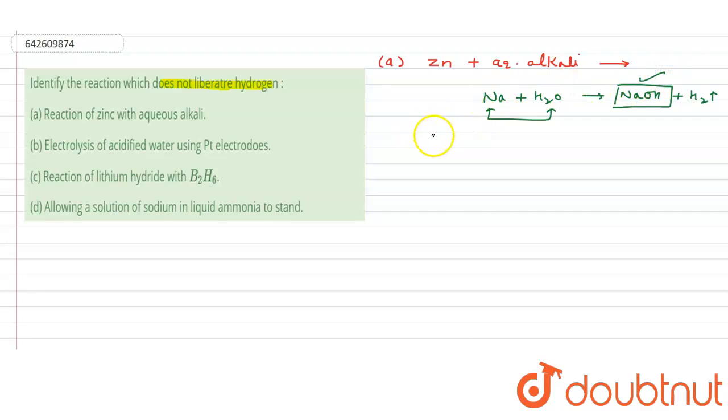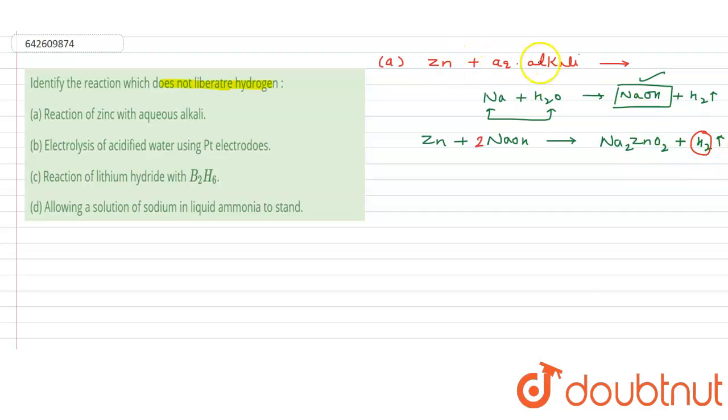So that means the reaction is like this: zinc is treated with NaOH. There is a formation of this product, Na2ZnO2, and along with this there is an evolution of hydrogen also. If you want to balance it, you just have to multiply it by 2. Now the equation becomes balanced. You can see there is an evolution of hydrogen, that means hydrogen is liberating in this reaction.